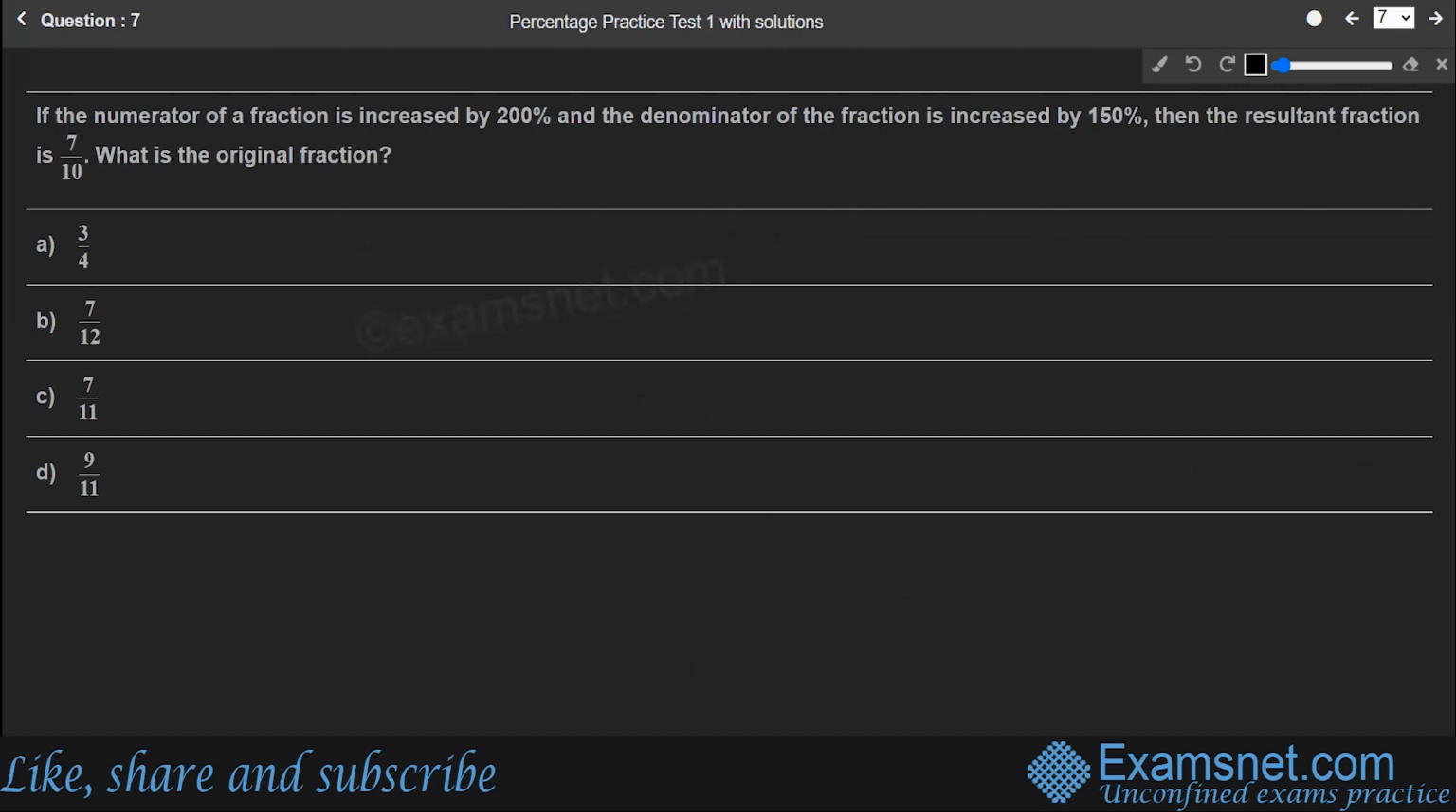Then he says if the numerator of a fraction is increased by 200% and the denominator of the fraction is increased by 150%, then the resultant fraction is 7 by 10. In these types of questions, we can assume the numerator to be X and the denominator to be Y, then do the required changes that he has made, and whatever comes after doing the changes, we make it equal to the resultant fraction that has been given. Let the original fraction be X over Y, where X is the numerator and Y is the denominator. Now let us see what changes he has done.